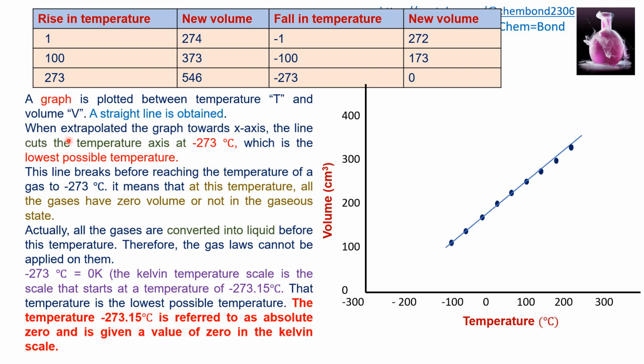When the graph is extrapolated towards the x-axis, the line cuts the temperature at minus 273.15 degree C, which is the lowest possible temperature. This line breaks before reaching the temperature of minus 273 degree C. It means that at this temperature, all the gases have zero volume or are not in the gaseous state. This temperature is not reached, because before reaching this temperature the gas will cool down and be converted to the liquid state.